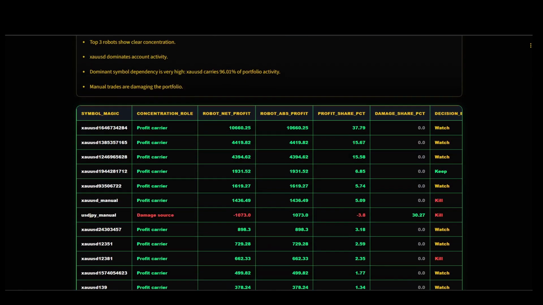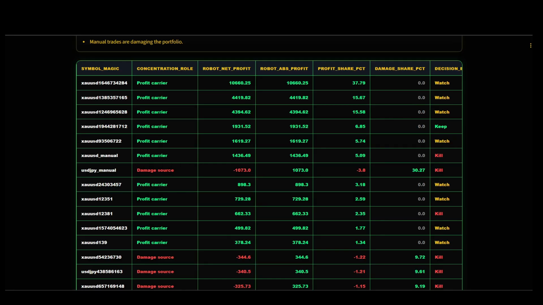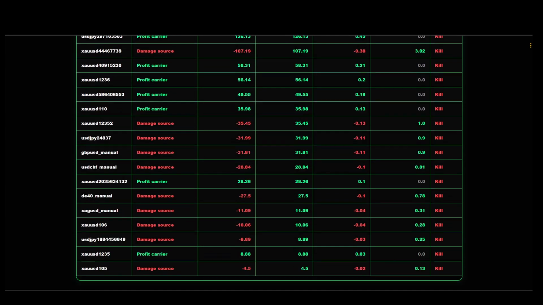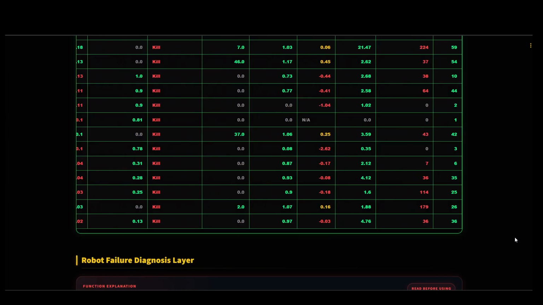Then below the summary layer, the workflow moves into the actual concentration breakdown table itself. And this table becomes extremely detailed. Now the framework starts mapping every robot into a concentration role inside the portfolio structure. So we now see the symbol and magic number, the concentration role, robot net profit, absolute profit contribution, profit share percentage, damage share percentage, decision bucket, health score, profit factor, return over drawdown, maximum drawdown percentage, underwater days, and total trade count. And this is where the workflow starts behaving much more like a real portfolio allocation desk.